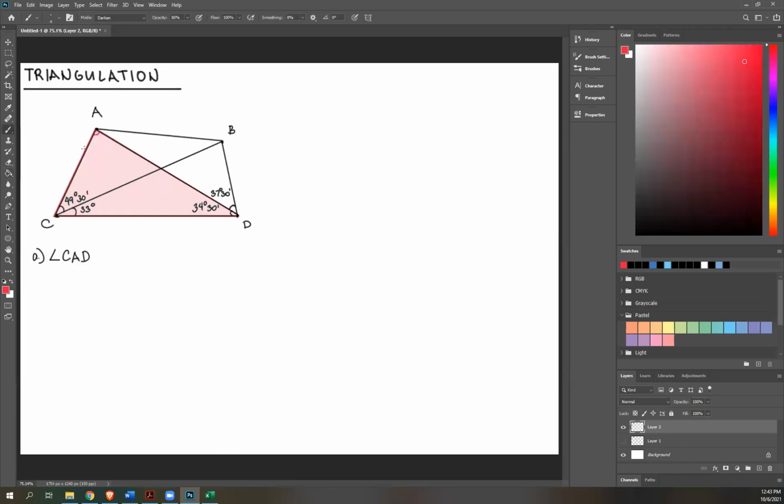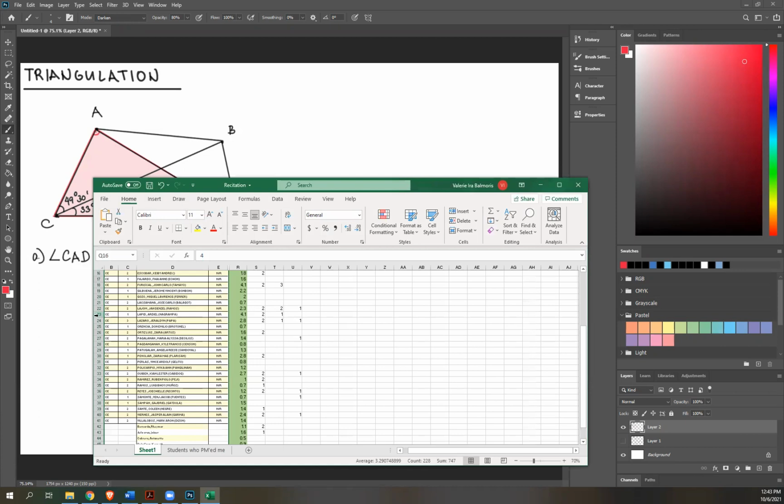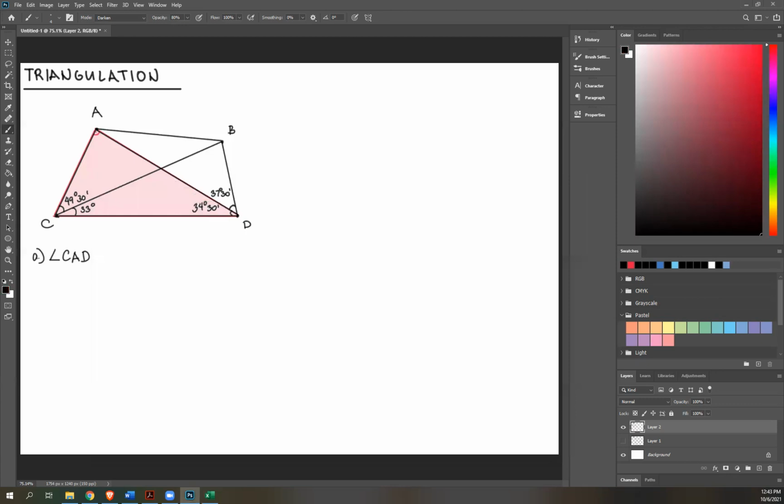You can see clearly you have a triangle. And can you tell me what's the sum of the interior angles of a triangle again? Correct, 180 degrees. So using that, if the two other angles of the triangle are given, I can solve for the third one.